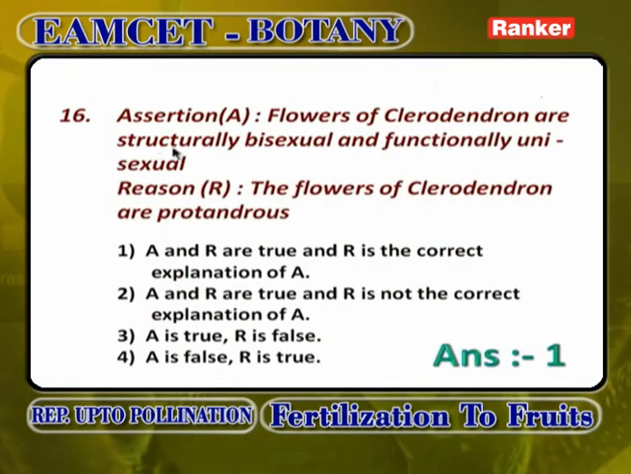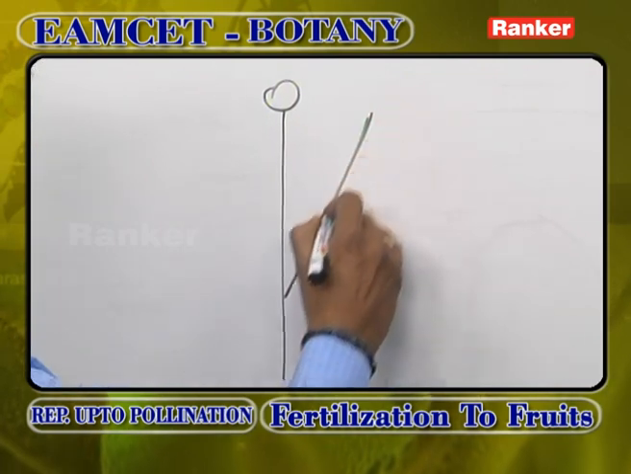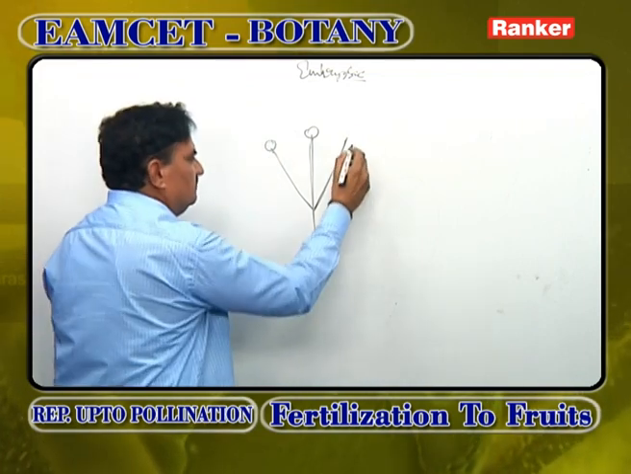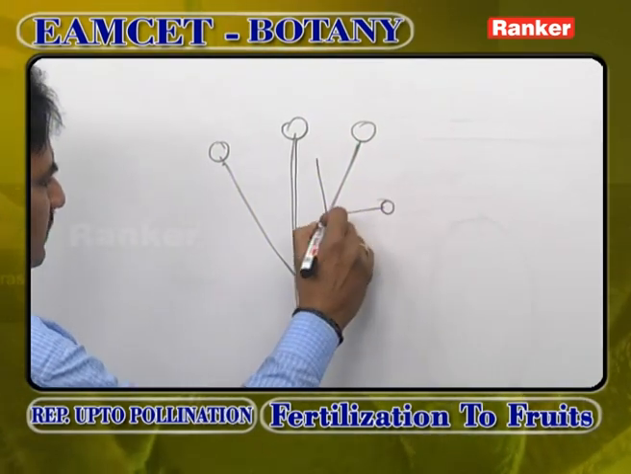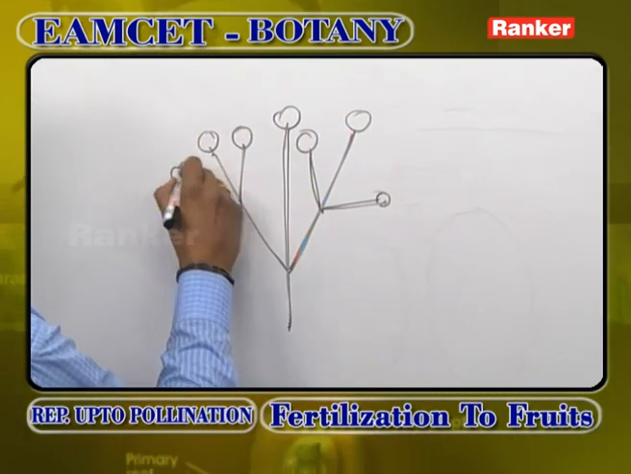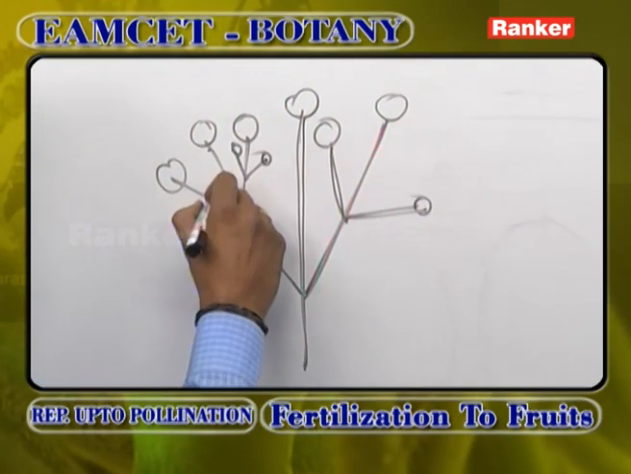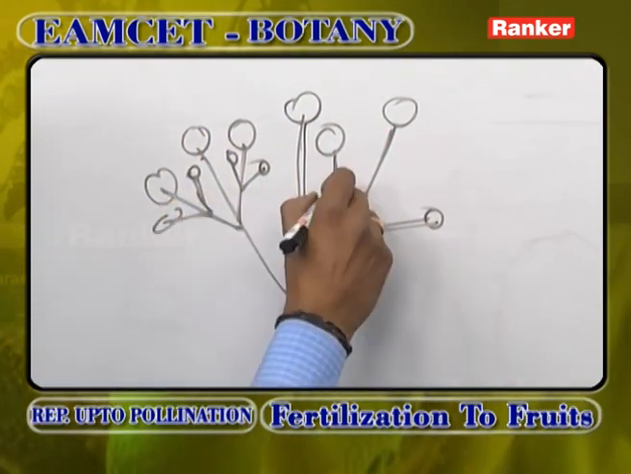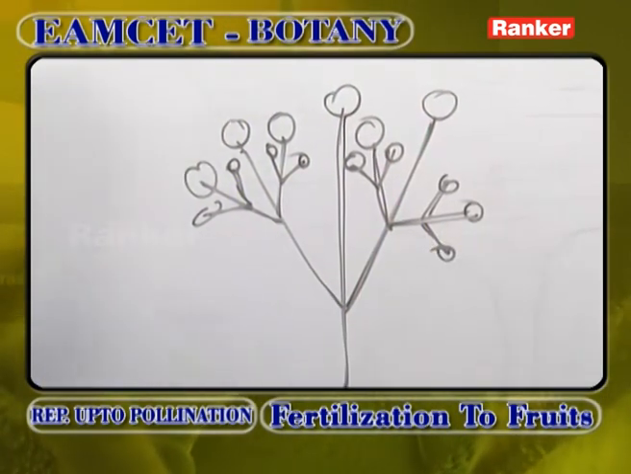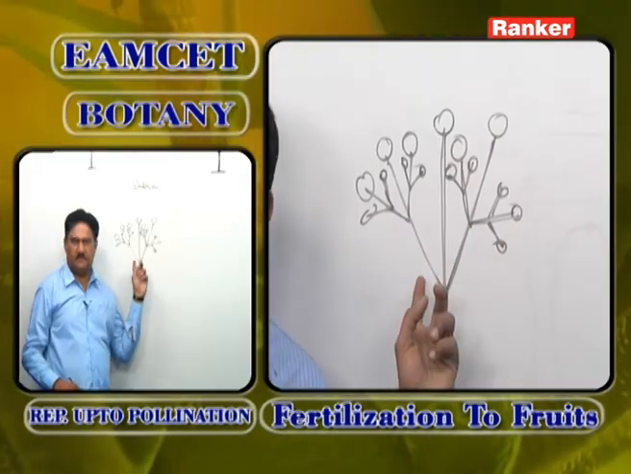Flowers of Clerodendron are structurally bisexual but functionally unisexual. The flowers of Clerodendron are protandrous. Clerodendron, we all know, has a dichasial cyme. The peduncle grows and definitely ends as a flower. From the lower side, 2 lateral branches develop. They also become flowers. The 2 lateral branches again produce 2 lateral branches which also become flowers. Again 2 lateral branches produce 2 lateral branches and they also become flowers. This is a dichasial cyme. So in Clerodendron, this is the type of inflorescence.